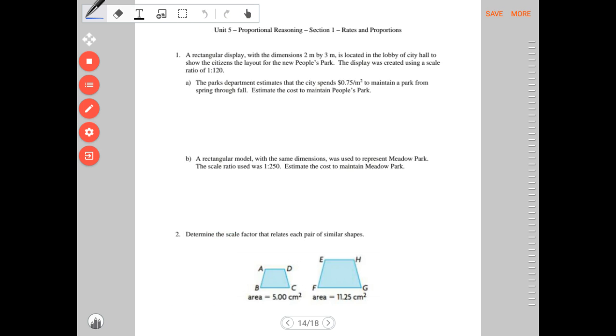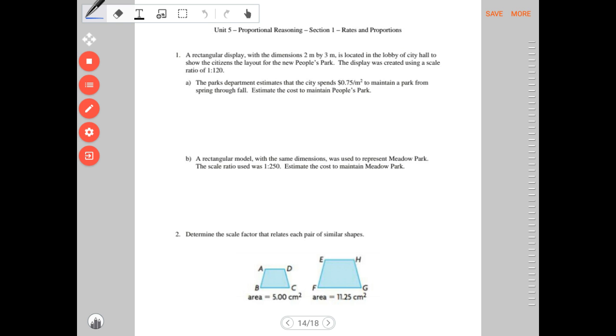Okay, number 1. A rectangular display with the dimensions 2 meters by 3 meters is located in the lobby of City Hall to show the citizens the layout for the new People's Park. The display was created using a scale ratio of 1 to 120. The Parks Department estimates that the city spends 75 cents, or $0.75, per meter squared to maintain the park from spring through fall. Estimate the cost to maintain People's Park.